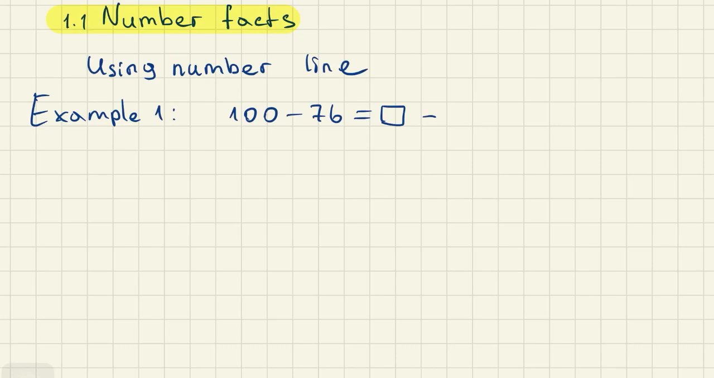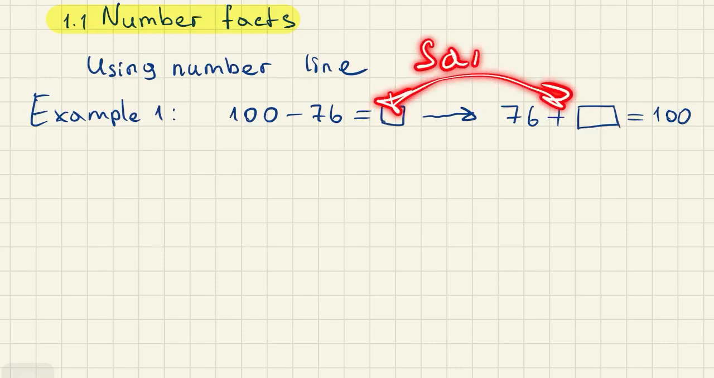We can transform this a little bit. We can make this into something like this: 76 plus something is equal to 100. And as you can see, this something and this something is in fact the same thing altogether. Right? So we have to find it. How do we find it? We draw a number line.